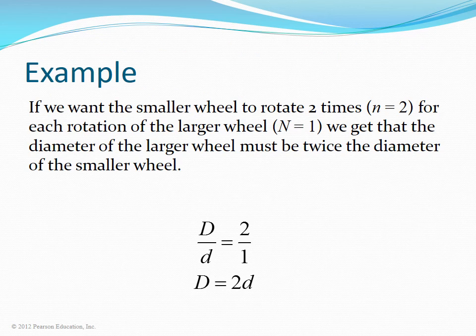If we want the smaller wheel to rotate 2 times, which is n equals 2, for each rotation of the larger wheel, big N equals 1, we get that the diameter of the larger wheel must be twice the diameter of the smaller wheel. Since little n divided by big N is 2, the large wheel must be twice the diameter of the smaller wheel.